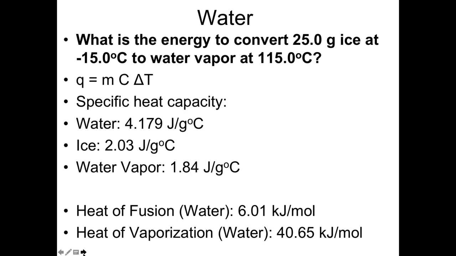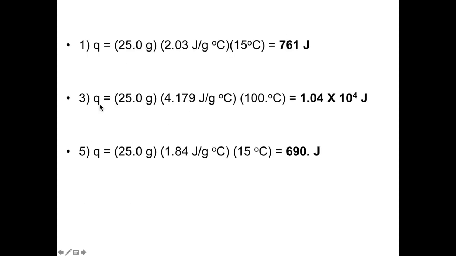Okay, so for part one, going from ice, we have 25 grams of ice. The specific heat capacity of ice is 2.03 joules per gram per degree Celsius. And then the temperature change: the final temp is 0, the initial temp is negative 15. So 0 minus negative 15 gives us a temperature change of 15. When you multiply this together, everything cancels with the joules, and you're going to end up with 761 joules.